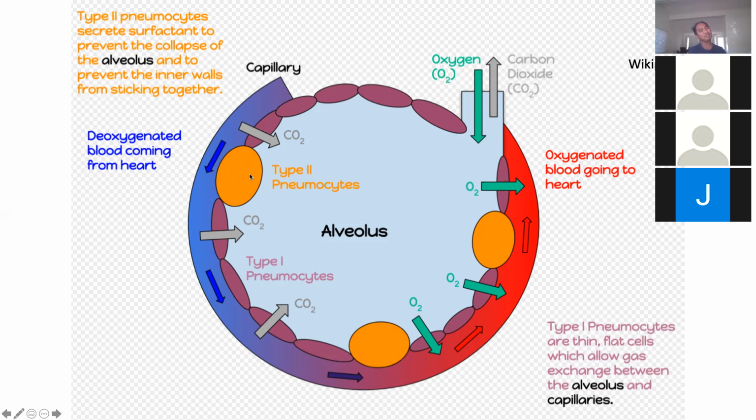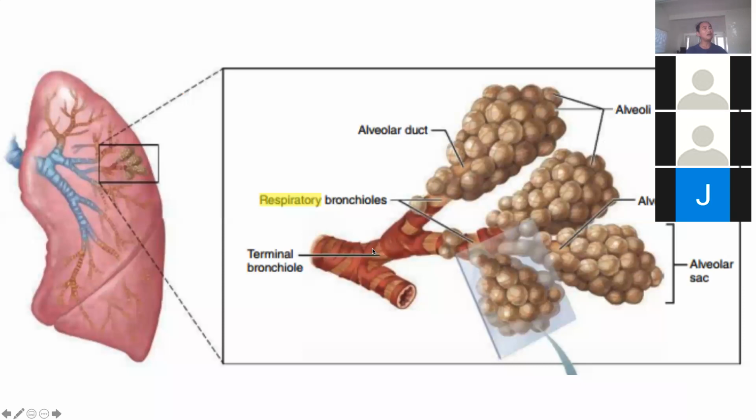They will secrete surfactant into the alveoli, which is the surface tension reducing agent, which is like a detergent to keep the little alveoli remain open and patent. That is the beautiful thing about our lungs. So now we have seen this again and again already, but I'm going to remind you again: bronchioles less than 1 millimeter, terminal bronchioles, alveolar duct, alveolar sac, and respiratory bronchioles.